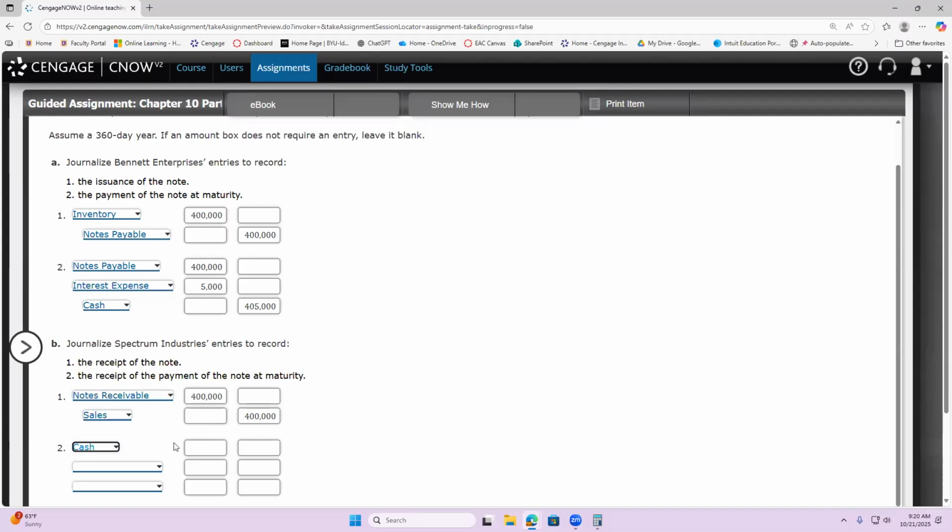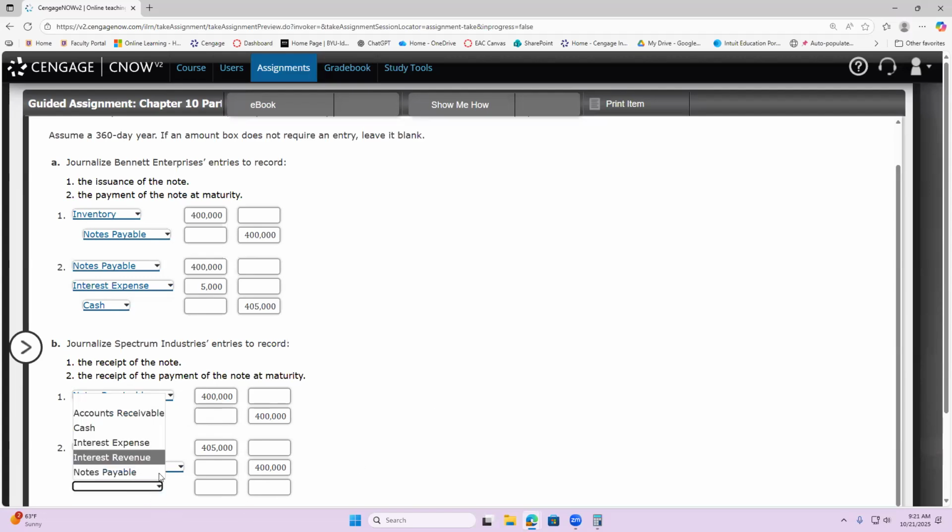their cash will go up by 405,000, right? Because that's the amount Bennett Enterprises is paying them. The notes receivable, that means money owed to them, will go down by 400,000, meaning nobody owes them that money anymore, and their interest revenue will increase by 5,000.